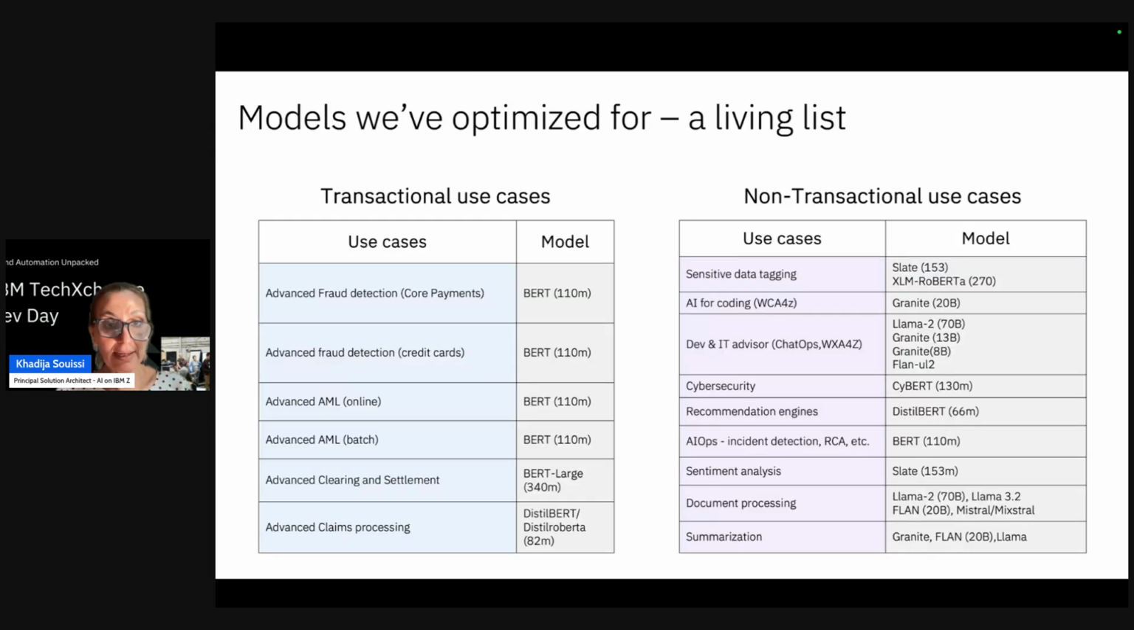In summary, these are the models that we have optimized so far, be it for transactional use cases or non-transactional use cases. This is a living list. It is being extended as we are talking to clients and trying also to support their large language models implementations. And this is the list of the large language models, but for sure in the predictive AI part with the IBM Z16, we have already been supporting a big number of algorithms and models.